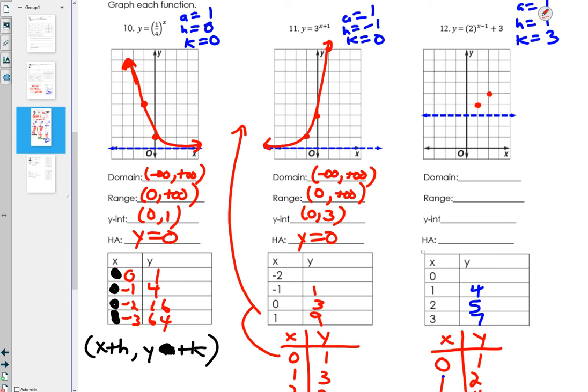If you're ever not sure if what you did was right, you can always plug it in. So watch it. Let's plug it in and see if it works, to see if I messed up my transformations. When I plug in a 1, 1 minus 1 is 0. 2 to the 0 is 1. 1 plus 3 is 4. So that one works out. If I plug in a 2, 2 minus 1 is 1. 2 to the first is 2 plus 3 is 5. And then finally, if I plug in a 3, 3 minus 1 is 2. 2 squared is 4 plus 3 is 7.